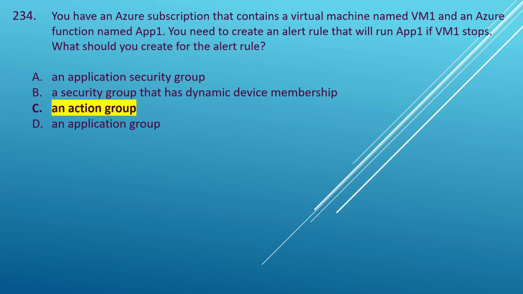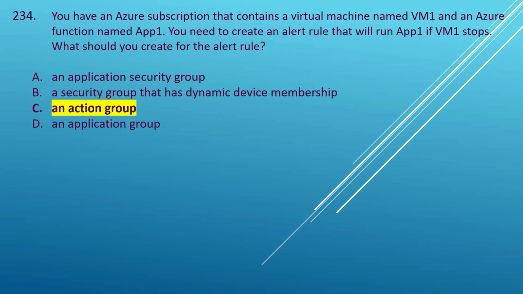An action group is a collection of actions that are triggered by an Azure alert. In this scenario, you need to create an alert rule that will run app1 if VM1 stops. And for this purpose, you need to create an action group. An action group defines the set of actions to be taken when an alert is triggered, such as running an Azure function, sending an email, or creating an Azure ticket.